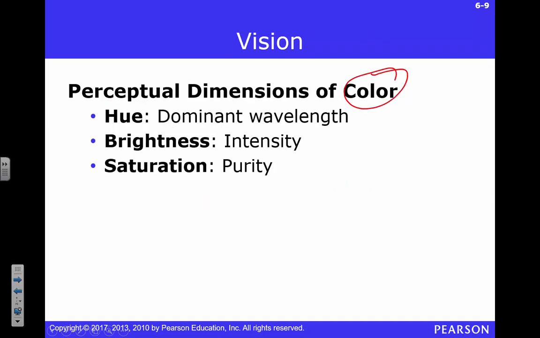When we think about color, we want to describe this in some way that we can measure. We might think about hue. When we think about hue, that's what most of us would call the color. Is it red? Is it blue? Is it green? But when we think about hue, we're thinking about the dominant wavelength. So what is that wavelength of light? Is it that wavelength? Is it this wavelength?